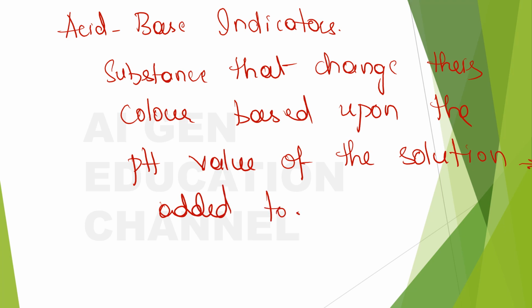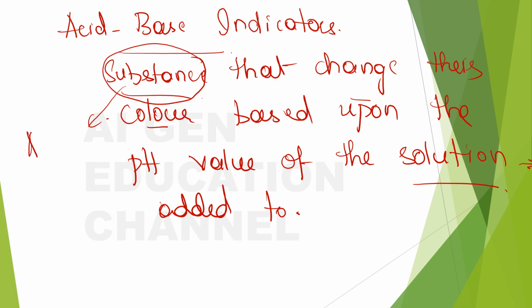Right. So, what is an acid base indicator? It is a substance. What does it do? It changes its color. When will it change its color? It changes its color when it is added to some solution, right? And based upon the pH value of that solution or substance, the color of this indicator changes, and because of this color change we can understand if the solution or the substance that you are using here is either acidic, basic or neutral. Okay. So, let us get into further details about it.